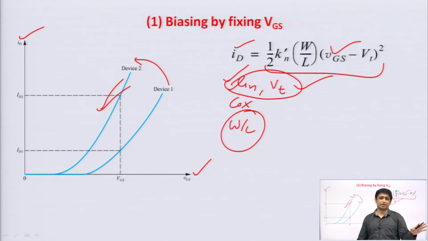So, it is not a good technique. Similarly, in BJT also I had discussed this. In BJT, biasing by fixing VB is also not a good technique, because it is totally dependent upon temperature. We do not want our circuit performance to change due to variation in temperature, it should be constant.